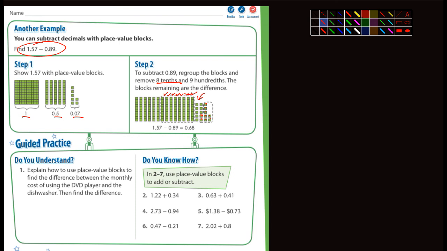In class last year, I had students draw these blocks. If it was a help, I think for some it really wasn't much of a help. Explain how to use place value blocks to find the difference between the monthly cost of using the DVD player and the dishwasher.